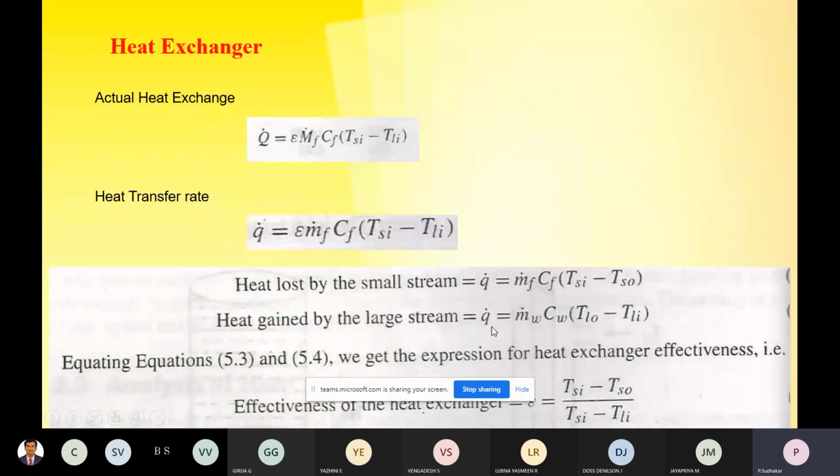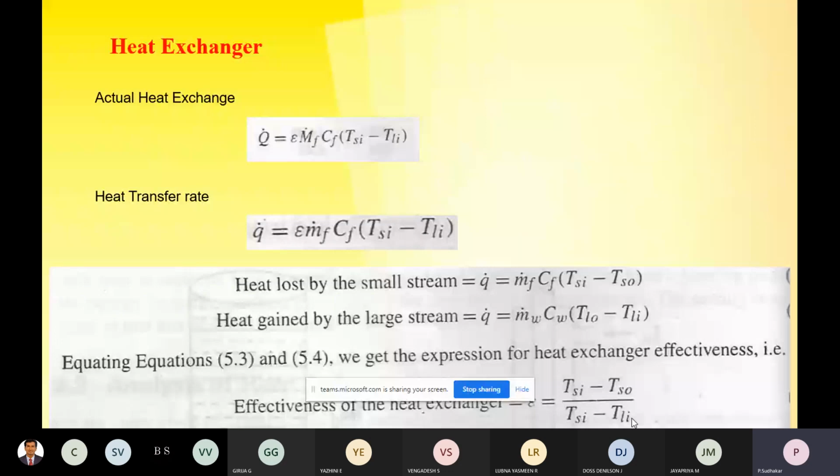Heat gained by the large stream is Q dot equal to m dot w cw (tlo minus tli). When there is no heat loss and you equate these equations, we get the effectiveness of the heat exchanger. Effectiveness equals (tsi minus tso) by (tsi minus tli). So this is the effectiveness of the heat exchanger when you consider there is no heat loss.